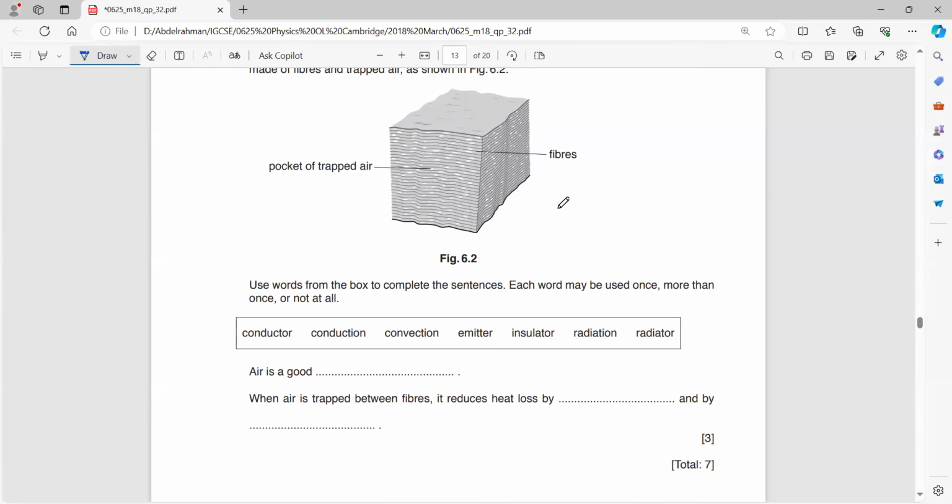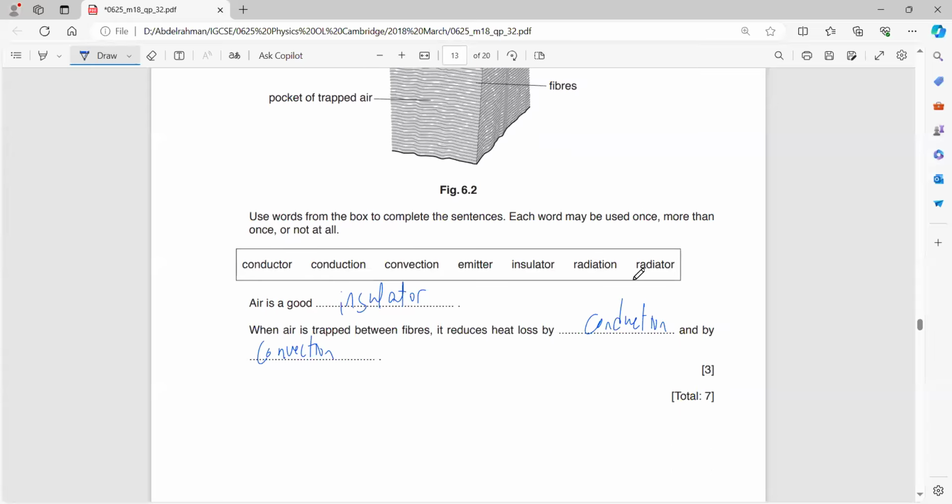Air is a good what? Conductor, convection, emitter, insulator, radiator? Insulator. Definitely air is a good insulator. When air is trapped between fibers, it reduces heat loss by conduction and convection. Correct.